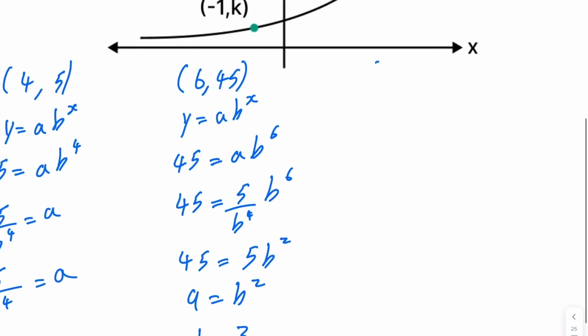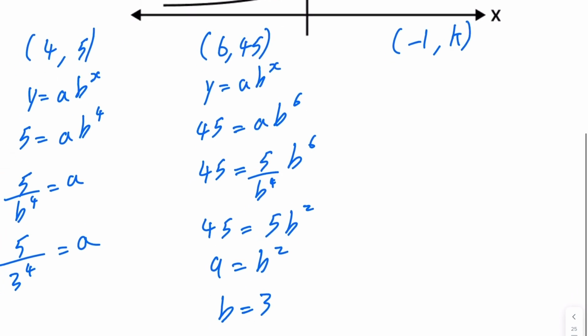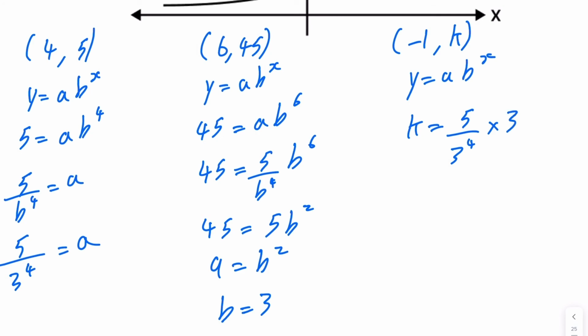And now if I go on and look at the last coordinate, I have -1 and k. So if we write that same formula out, y is equal to a b^x. Well, what is y? k. And what is a? Well, we know a is (5/3)^4 times what is b? 3, and what's x? -1. So that then becomes k is equal to (5/3)^5. I'm going to leave that in that form.